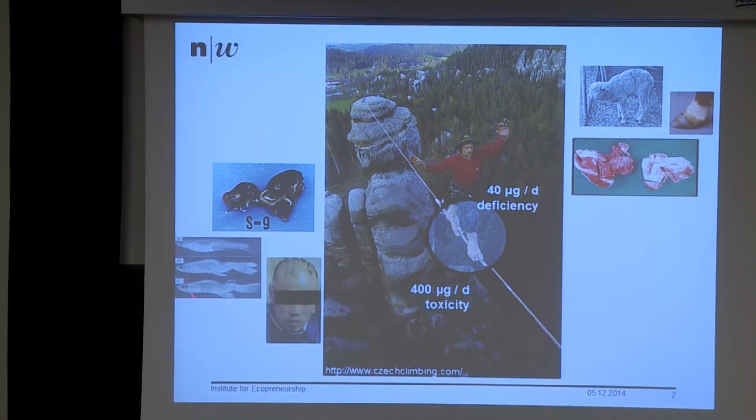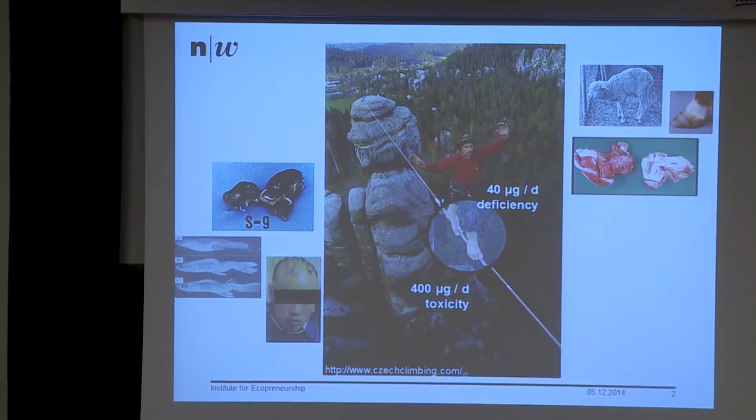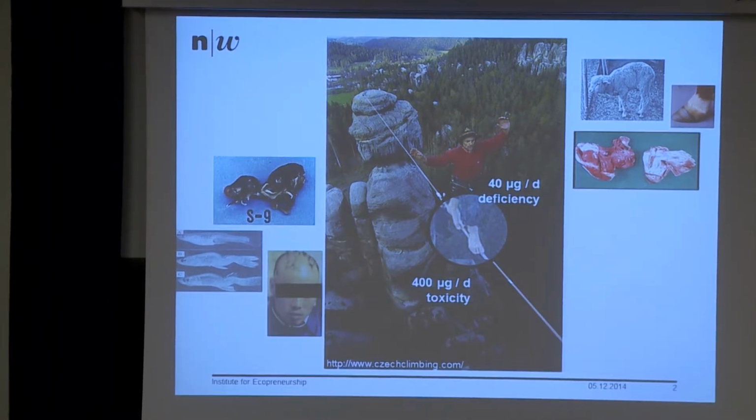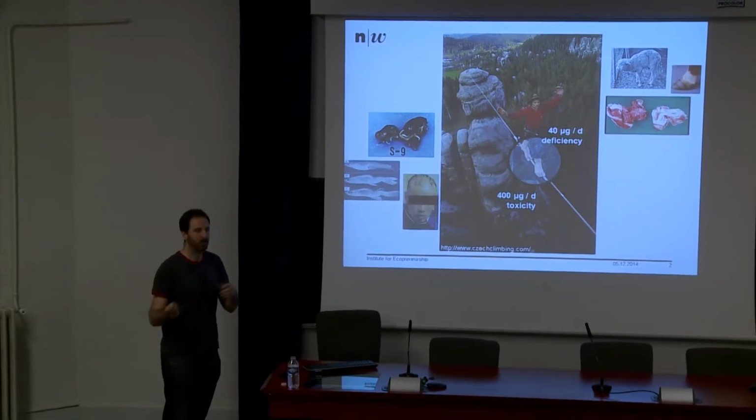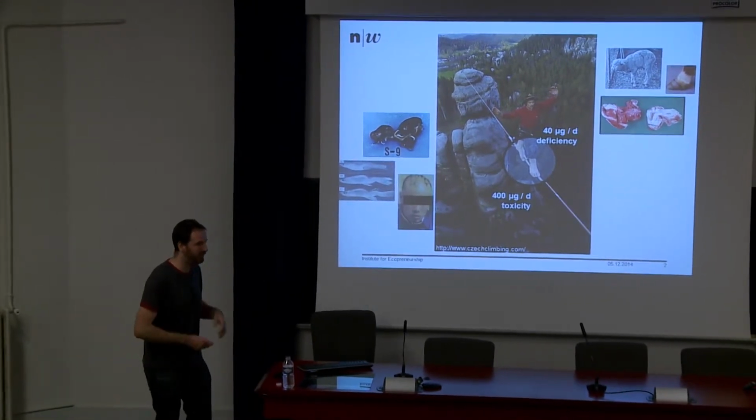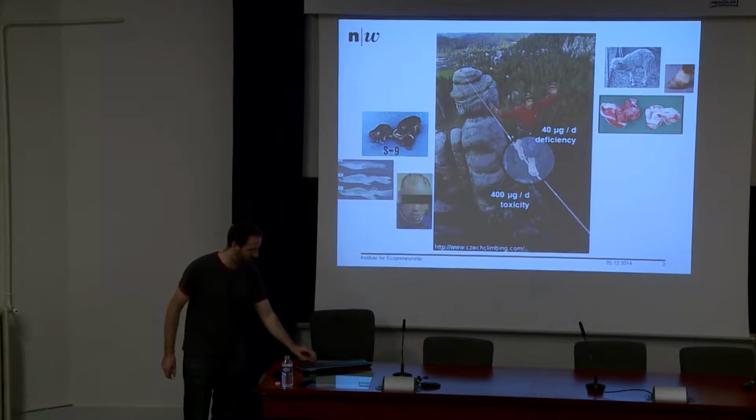And that's the only picture of bones here. You see some deformities that are due to selenium excess, and some calcification of the heart muscles due to deficiency. So the point is that we are all doing this balance permanently, and we have to take care that we don't fall down, because there's death and disease lurking on both sides of the rope.